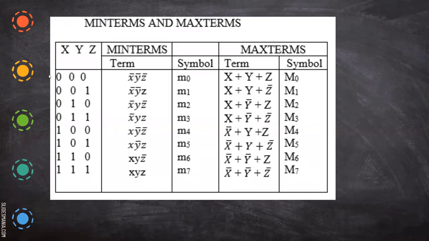binary values in ascending order. So this value is equivalent of 0. This is equivalent of 1, 2, 3, 4, 5, 6, and 7. Already, I have told you how to generate these values. You have to divide. Say, for example, if you have 5, you have to divide it continuously by 2, and then you get the binary equivalent. This is how you find the equivalent.